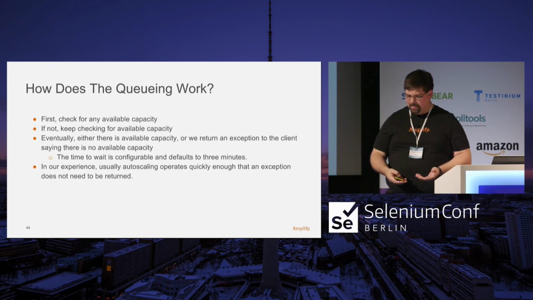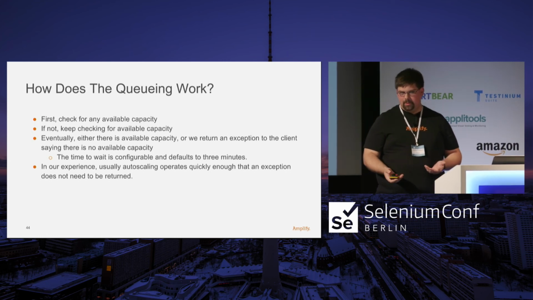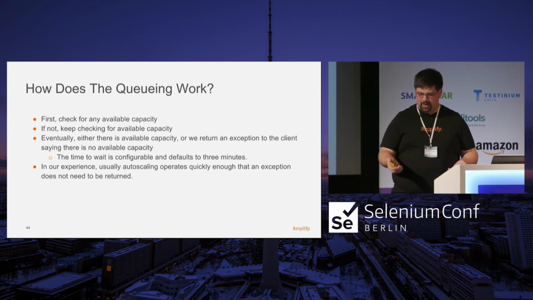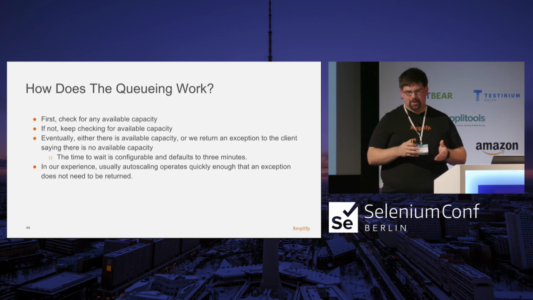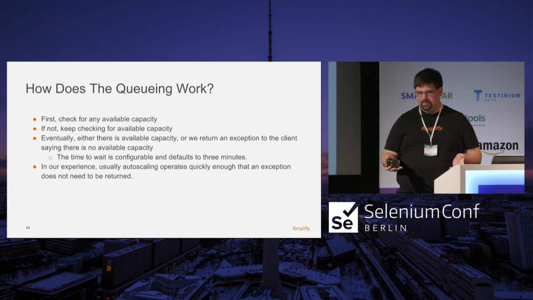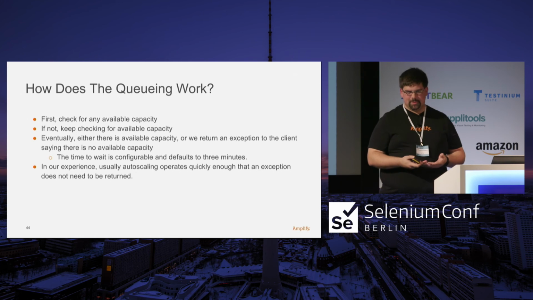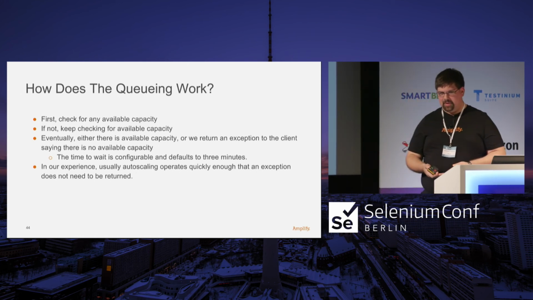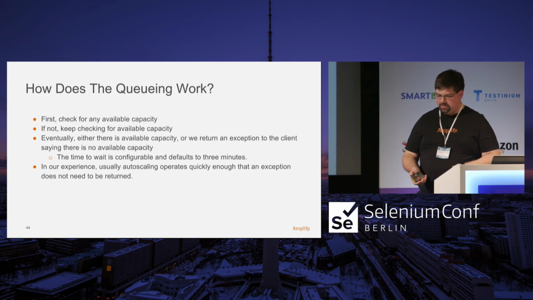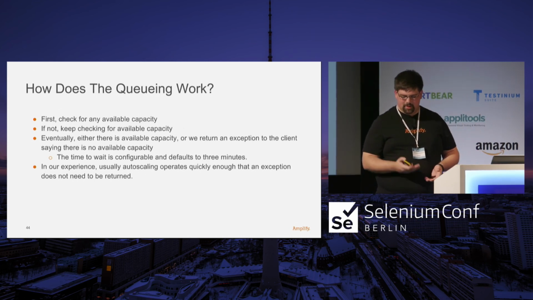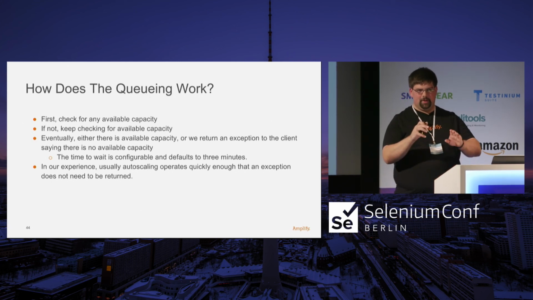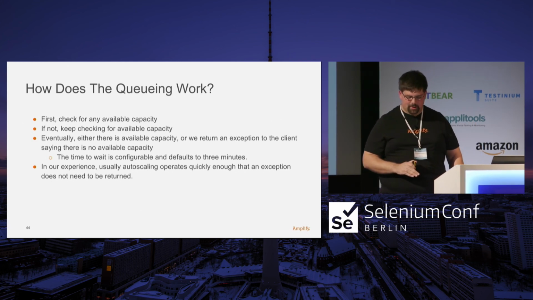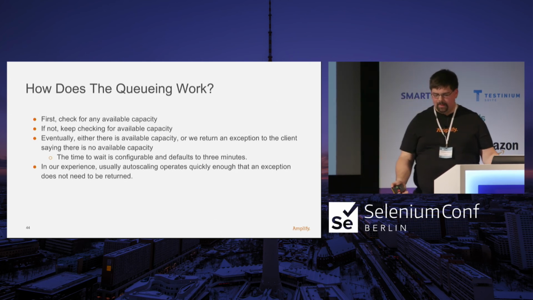All right, and then we also had to worry a little bit about queuing. So when you talk to Amplium, what it first does is it checks, is there available capacity on all the grid hubs that I know about? If there's not, it keeps looking. And then eventually it either finds that, okay, I have a grid hub with available capacity, or I don't. If you don't, you return an exception. You get like a nice little WebDriver exception message that says Amplium, no available capacity, which is nice. You can pull that out and do some sort of special handling around that.